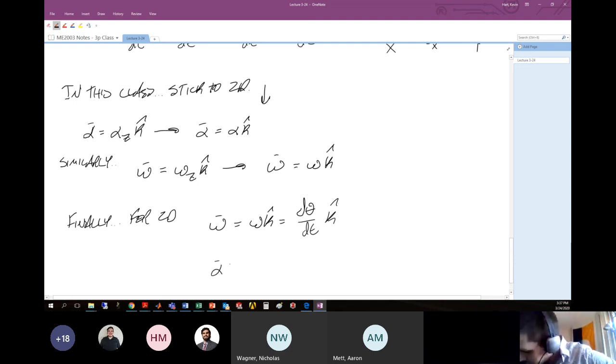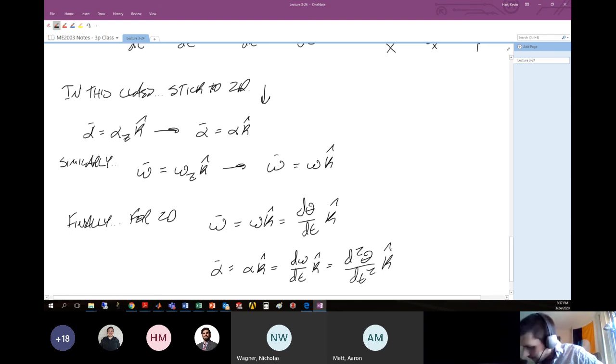Similarly, the acceleration vector alpha is going to be alpha k hat, and this is going to be the first derivative of the angular velocity vector omega k hat, and this is also the second derivative of the angular position theta. All right, so you will use relationships like these to execute problem number 3 on the homework.